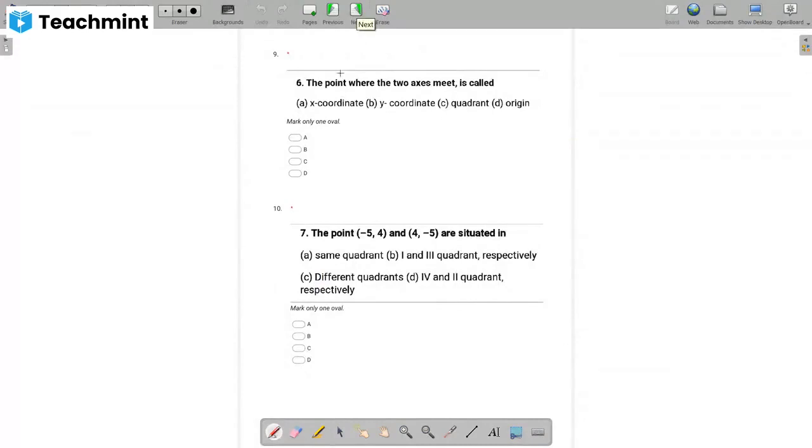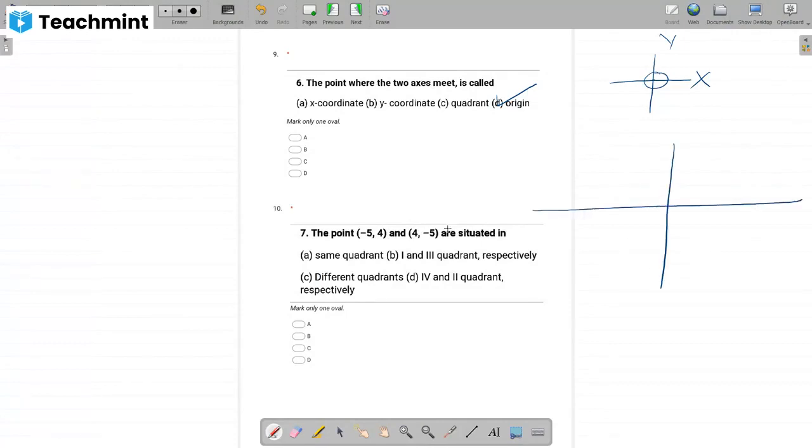Next question: the point where the two axes meet is called. So the two axes, this is the x-axis and this is the y-axis. The point where the two axes meet is called the origin. Very simple question. And the points minus 4 comma 5 and 4 comma minus 5 are situated.